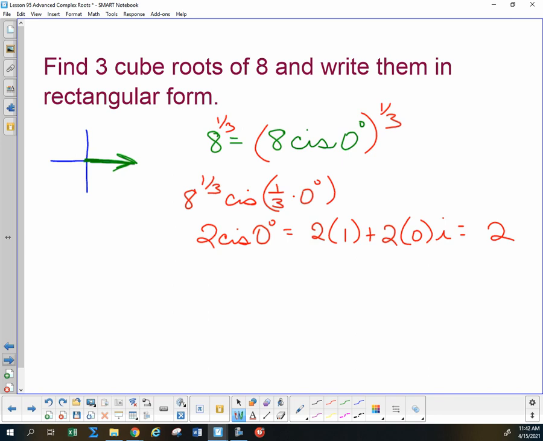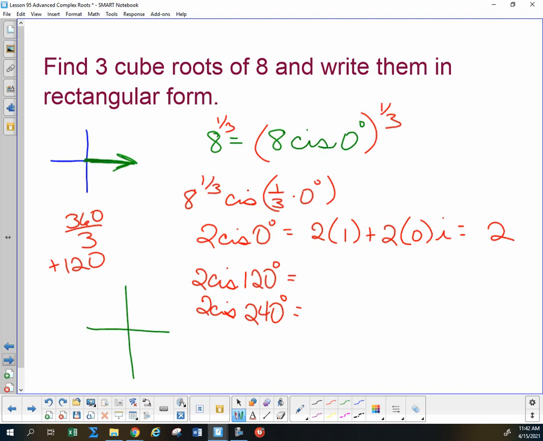How do I get my other 2? Emerson. Okay, so since we're doing cubed roots, we divide 360 by 3, so we need to add 120. And add 120, so I'm talking about 120 degrees and 240 degrees. I must label 2 cis of each of those. Do we know 120 and 240 degrees on our unit circle? So we need to plug in.